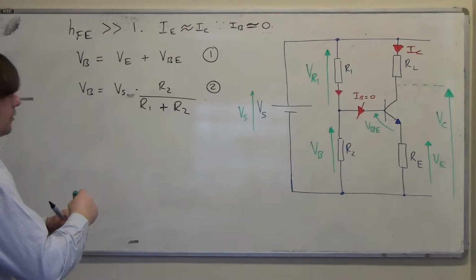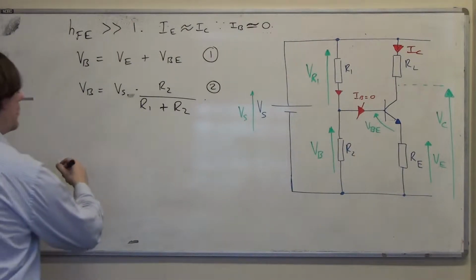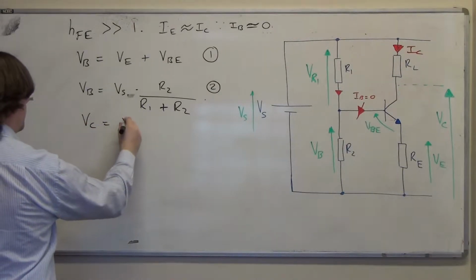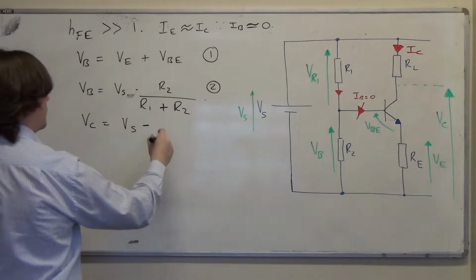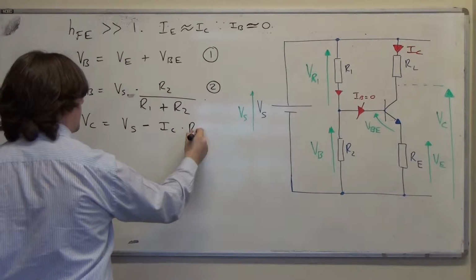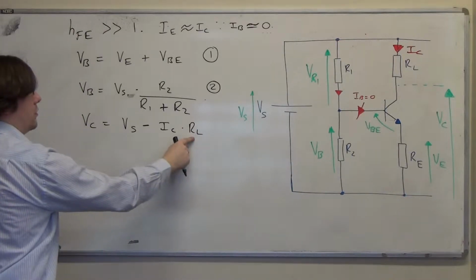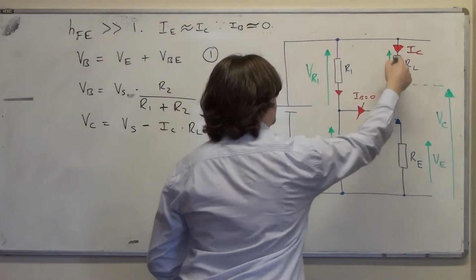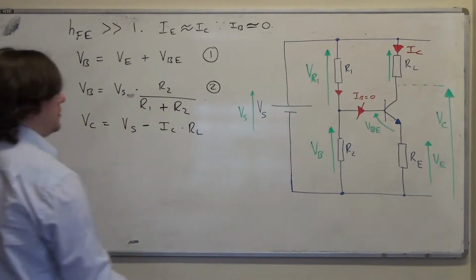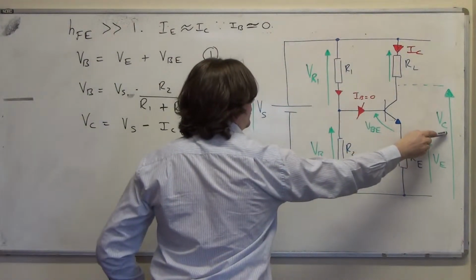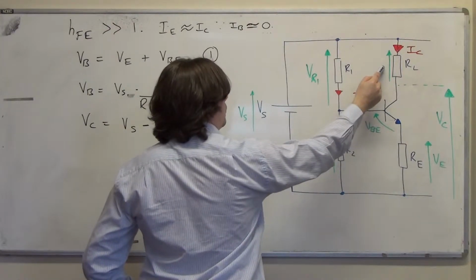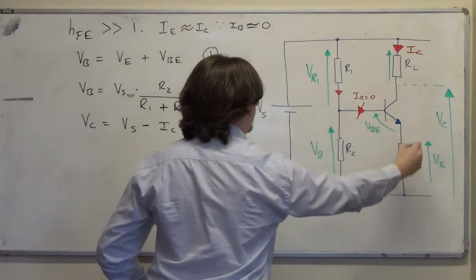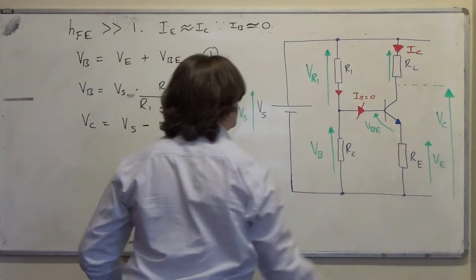So we'll say that VC is equal to VS minus IC times RL. Now, IC times RL is actually just this voltage here, the voltage across the load resistor. So what I'm saying is that VC plus the voltage across RL adds up to VS. So I've done Kirchhoff's voltage law around that bit there, using VC.